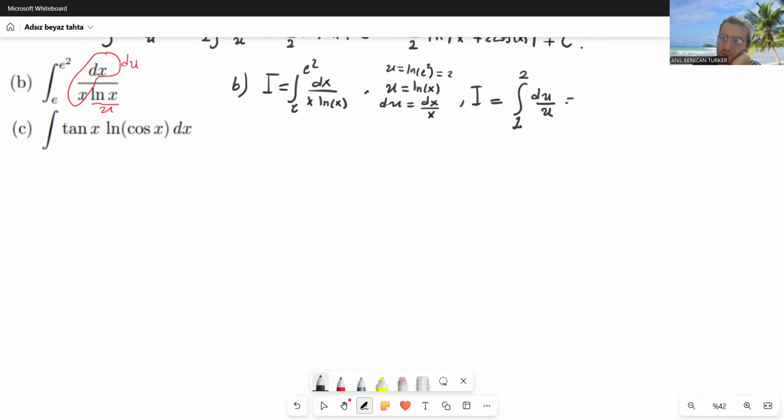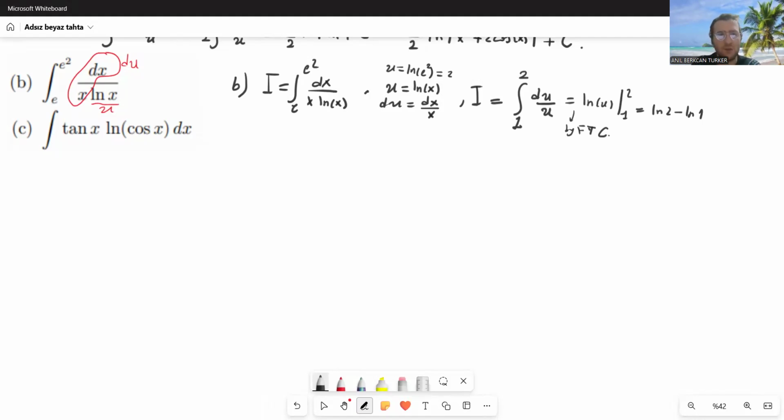So what is this integral? It is just ln. So by the fundamental theorem of calculus. Sometimes we don't write them, or sometimes we don't recall. It's fine. But all these are happening because of the fundamental theorem of calculus. So ln u, since it is defined on positive values 2 and 1, it is just ln 2 minus ln 1.